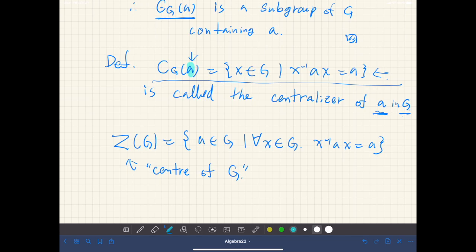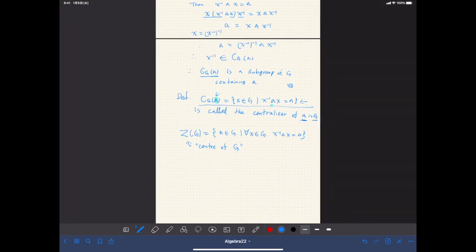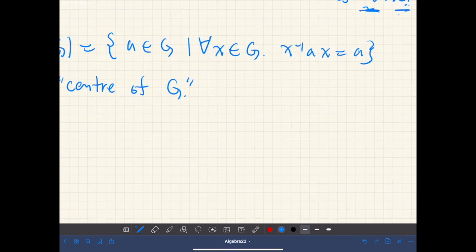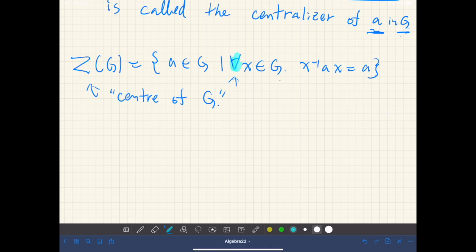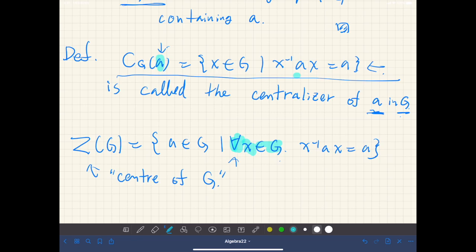And this centralizer consists of all elements that commute with that special element A. But in the case of center of G, there's no special element. So it consists of all elements of G that commute with all other elements of G. So here it's for all x in G. This is the important difference.